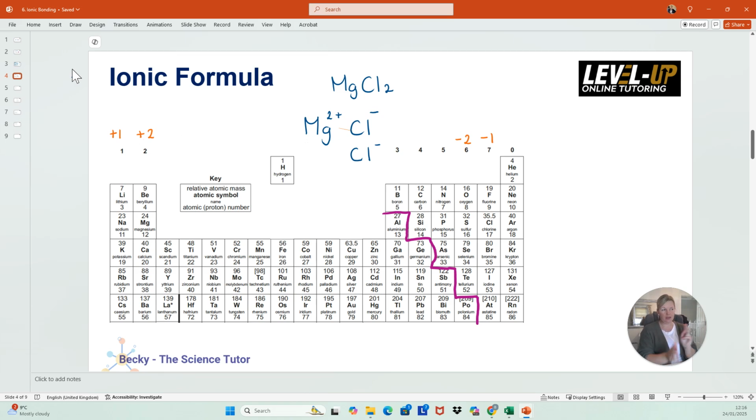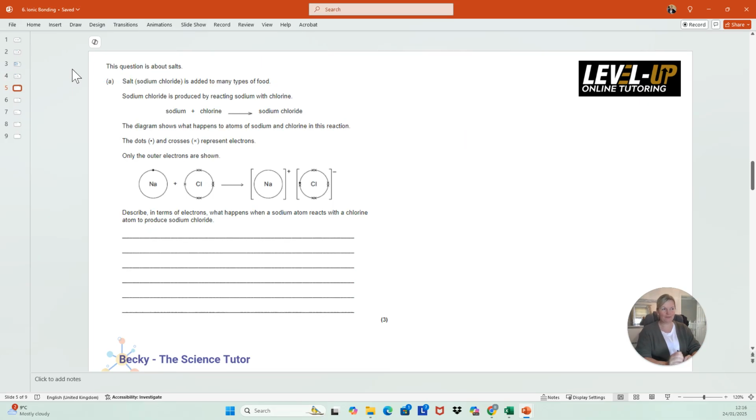Okay, so we can work out what's moved where by simply looking at that formula, if we understand when we lose and gain electrons the charges they become. Okay, right, let's jump into some of these questions then.